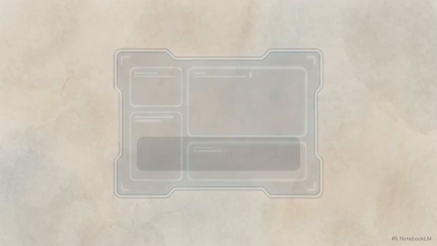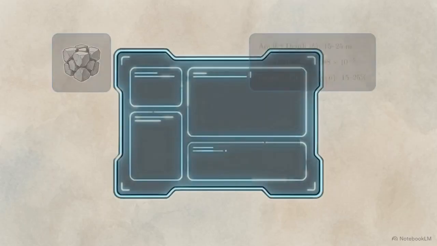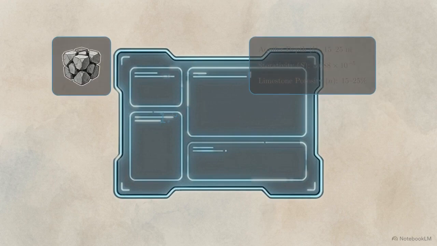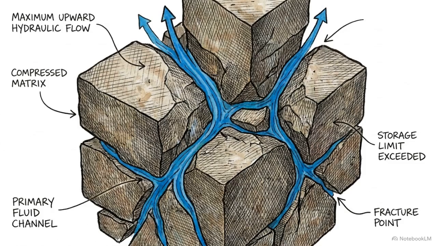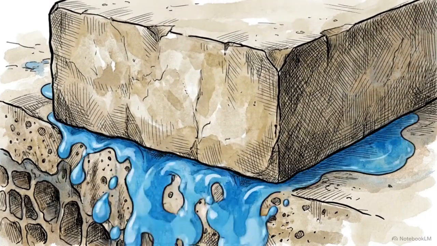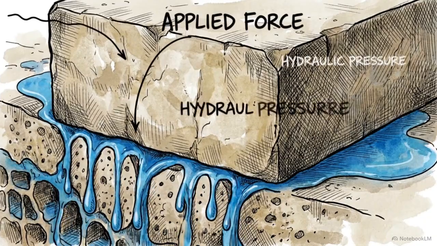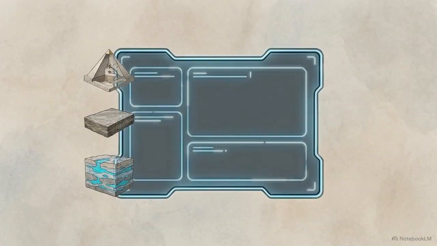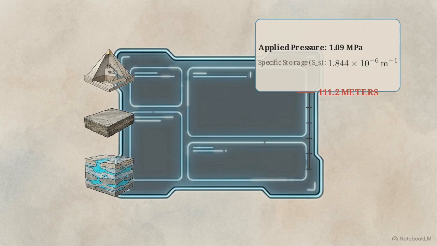To find the output, we apply a variable called specific storage, which for this site is 1.844 times 10 to the negative sixth. This value determines the physical limit of the matrix, exactly how much water the rock will expel when it is squeezed. The rock will only yield water as long as that compression is active. It is a finite physical reaction. The interaction between this applied pressure and the bedrock's storativity creates what is known as a hydraulic head. In the case of the Great Pyramid, the calculated hydraulic head is 111.2 meters.